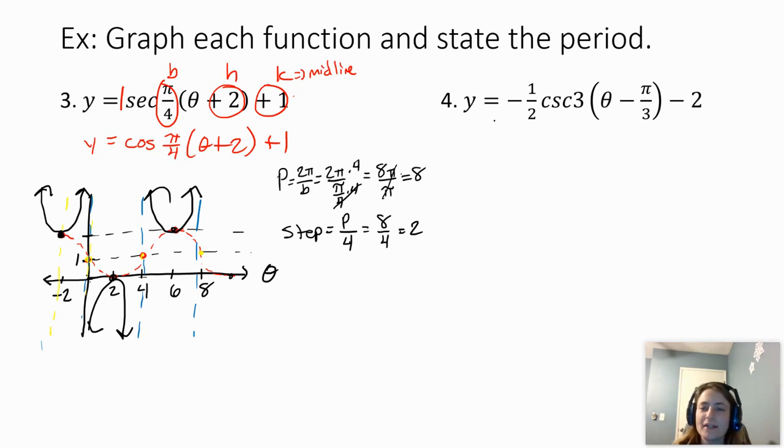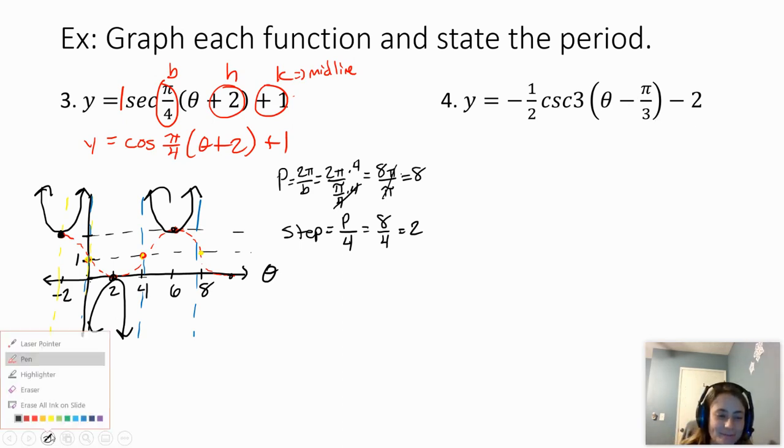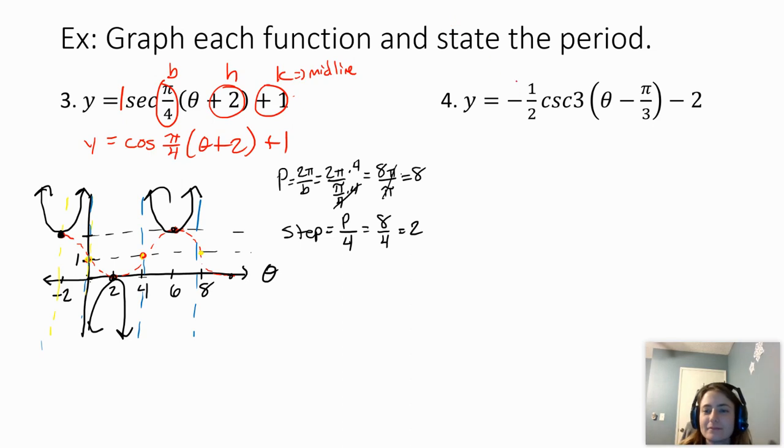All right, number 4, we're looking at -1/2 cosecant of 3 times theta minus pi over 3 minus 2. It has all of the parts in there. So this is our A. We're going to flip because it's negative. This is our B. And this is our horizontal shift. This is our vertical shift or midline. Okay, since it's cosecant, we're going to look at the reciprocal of cosecant, which is sine.